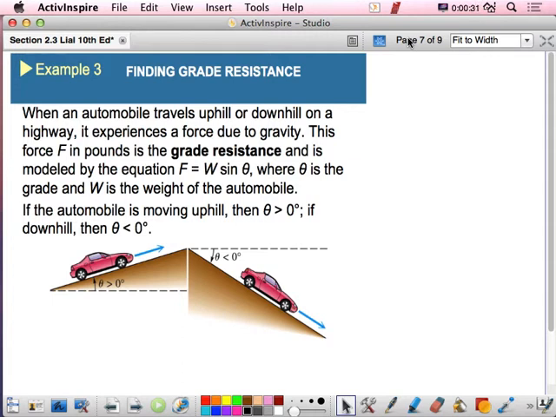Okay, and we'll talk about how you measure that. And W is the weight of the automobile. If the automobile is moving uphill, the angle is said to be positive. But if the angle is downhill, then we say the grade is negative.